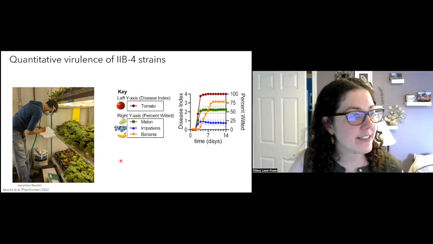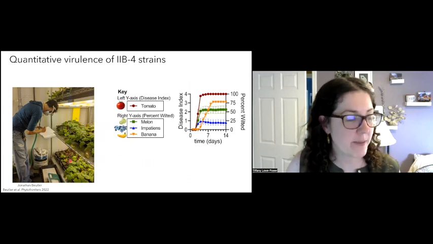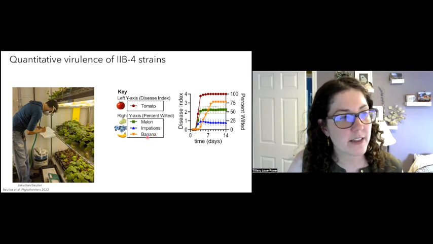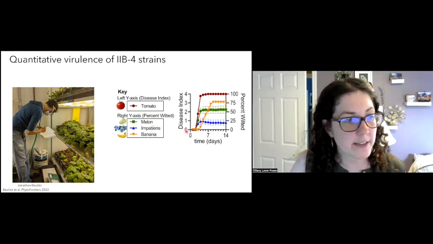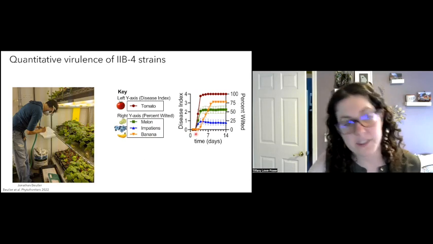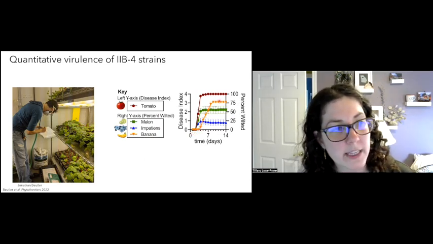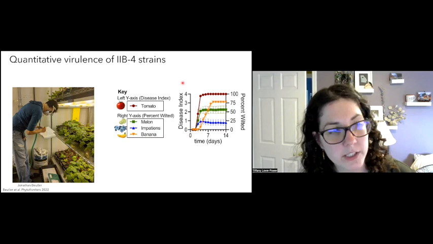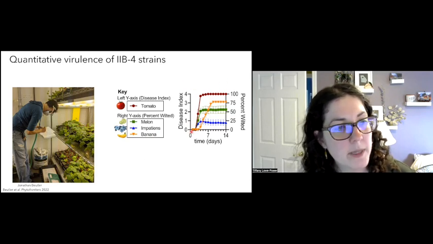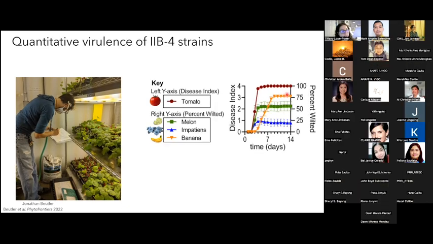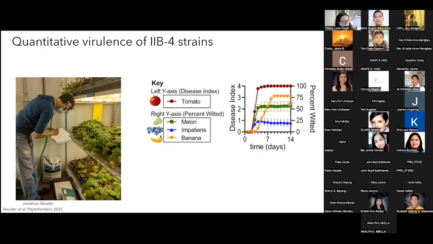And so Jonathan did a lot of plant phenotyping. For each of the host plants, he carried out 3 trials with 10 to 15 plants per trial. And he produced a lot of graphs that look like this, where we have each strain here. And then we show this disease development over time on tomato in red, banana in yellow, melon in green, and then impatiens in blue.